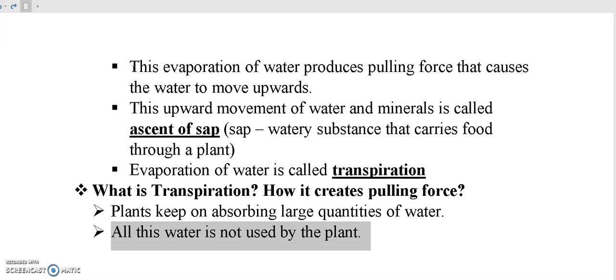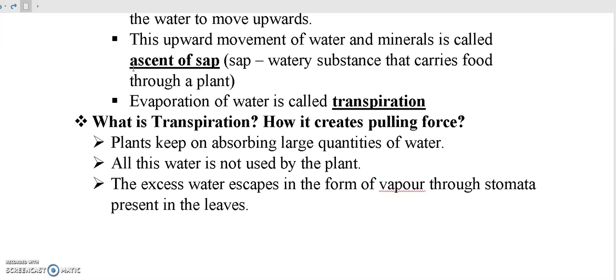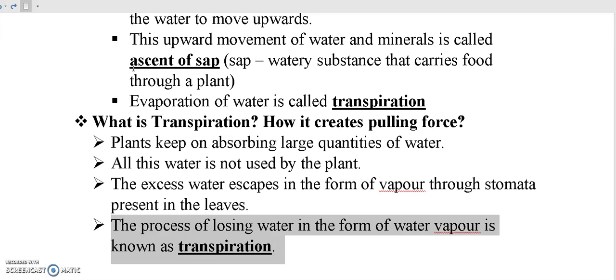So what happens to the excess of water? This excess of water escapes in the form of vapor through stomata that are present in the leaves. And which process? The evaporation process. So this excess water escapes in the form of vapor through stomata present on the leaves. And this process of losing water in the form of water vapor is actually transpiration.